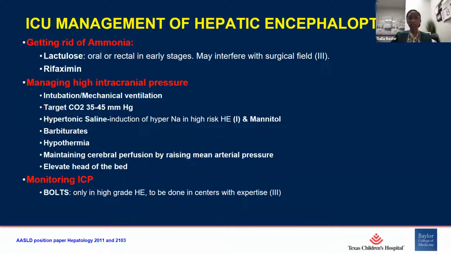We manage high ICP by sometimes needing to intubate and mechanically ventilate them to target carbon dioxide levels of 35 to 45. We try hypertonic saline and mannitol, barbiturates, and hypothermia, and trying to maintain cerebral perfusion pressure by raising our mean arterial pressure and keeping the head of the bed elevated. Some of these patients need ICP monitoring, and we have bolts or ICP monitors that can be placed in the ICU by our neurosurgical colleagues to help with managing and controlling our ICP.